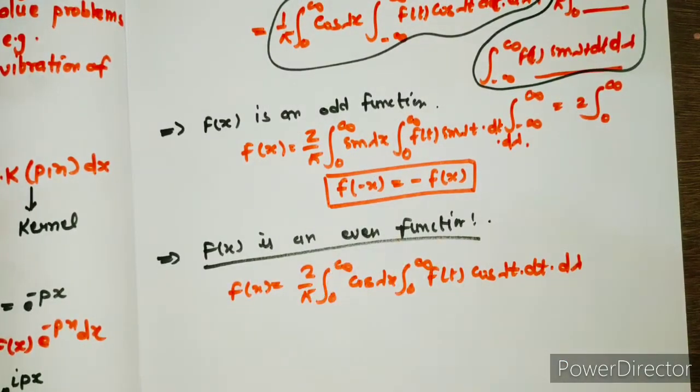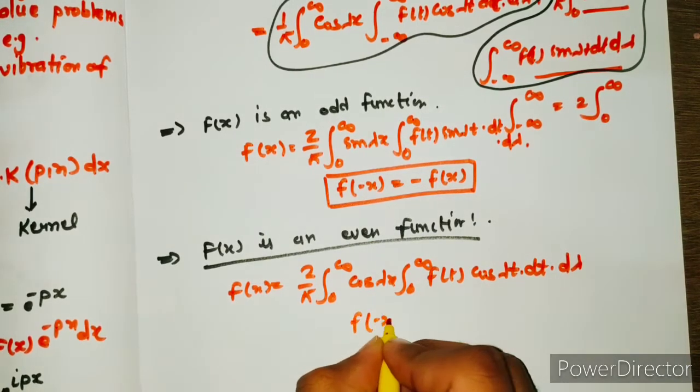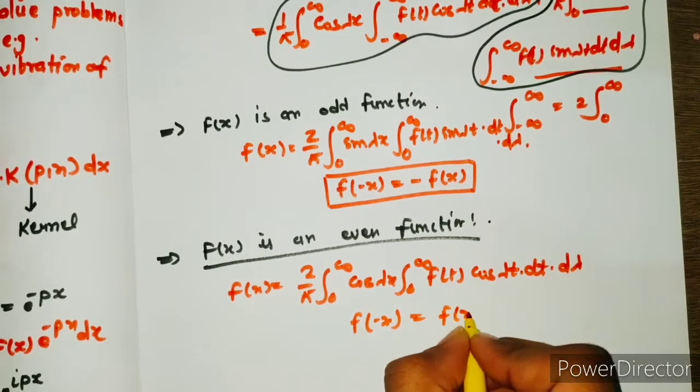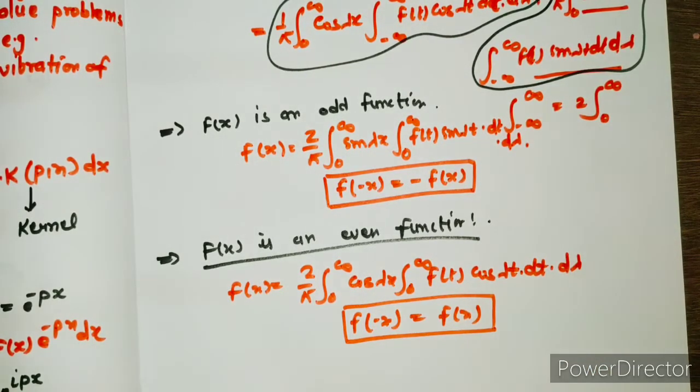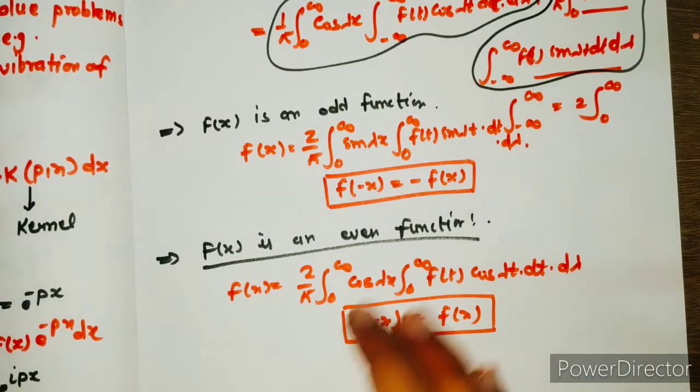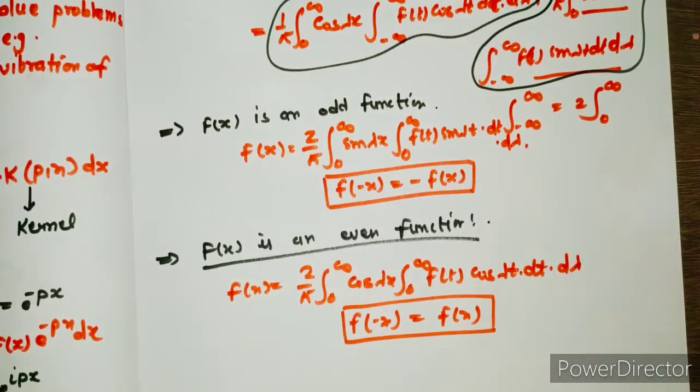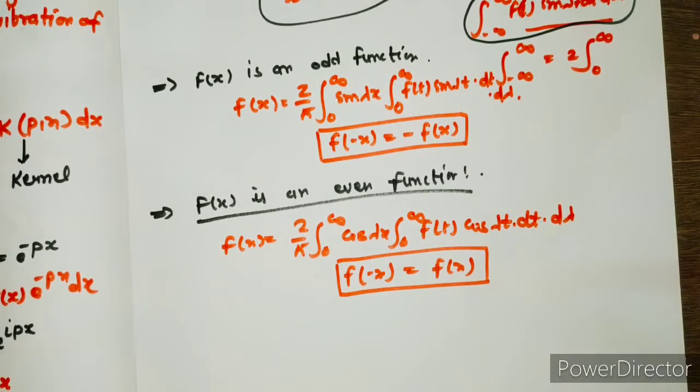How to check whether this function is an even function? Put minus x in the function, and when you find f(x) in a positive term, this function is an even function. This is the basic concept of the Fourier integral theorem. This is a basic formula of sine and cosine. This is the last result in the basics.